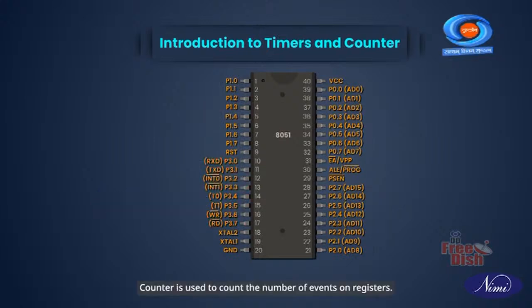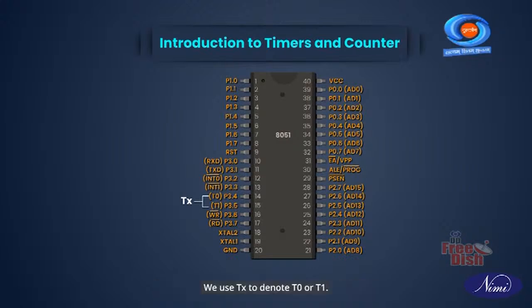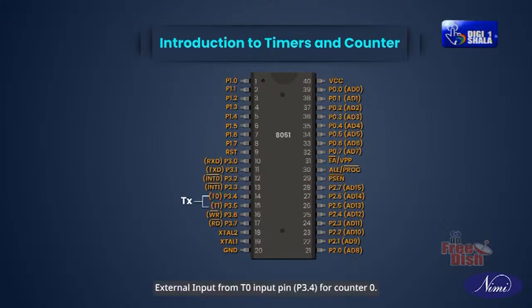Counter is used to count the number of events on registers. It has an external input from Tx input pin, where x is equal to 0 or 1. We use Tx to denote T0 or T1. External input from T0 input pin P3.4 for counter 0. External input from T1 input pin P3.5 for counter 1.